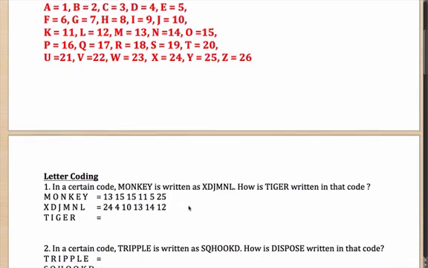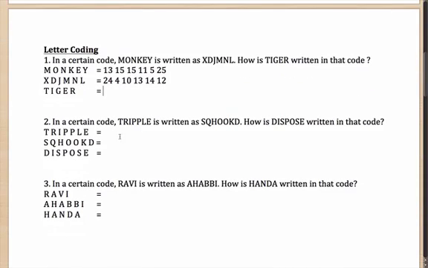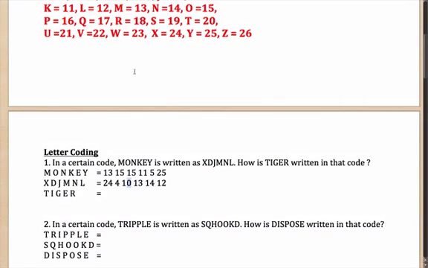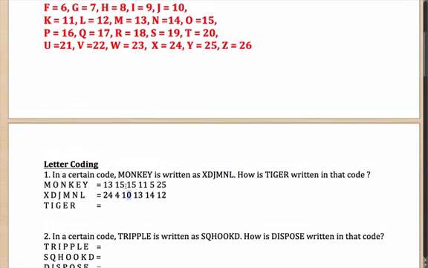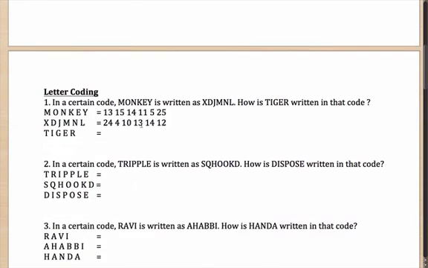Now, your task is to observe the pattern in these two, which you should be able to do in less than 30 seconds. The pattern here is obvious that the number series is written in reverse with 1 reduced. 25 has become 24, 5 here has become 4 here, 11 has become 10. Oh, I think I made a mistake in monkey. N was 14. Okay, so this should be 14. So 14 has become 13, 15 has become 14, and 13 has become 12.